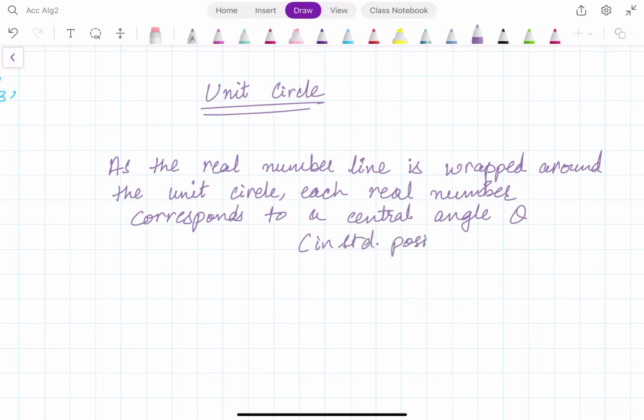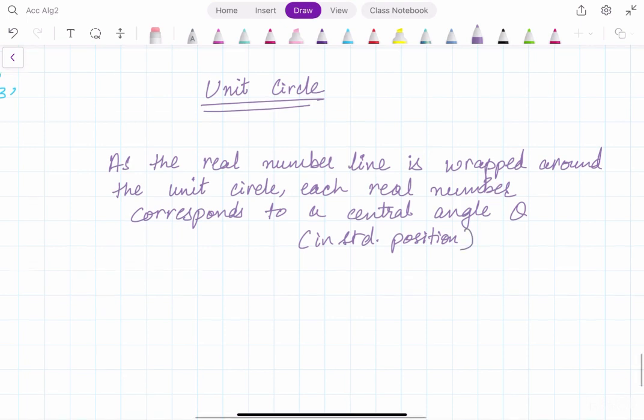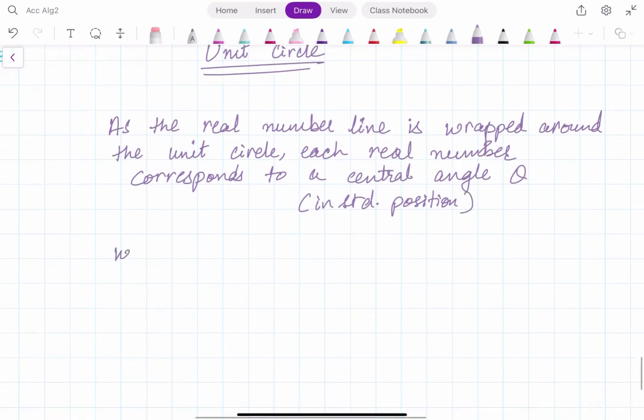And so central angle, that means we are assuming that it is in the standard position. That means its vertex is at (0, 0). So where the radius is 1, because the unit circle implies that the radius is 1.